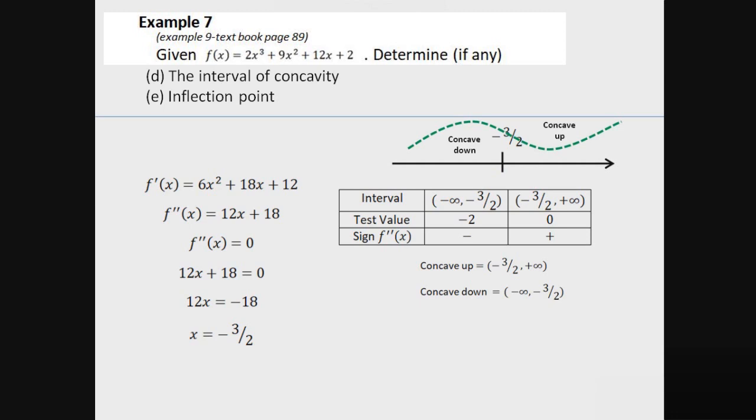And then it is obvious that in the figure shown, we can see that the inflection point occurs at x is equal to negative 3 over 2. To get the y value, we need to substitute the x value inside f(x). So we get y is equal to negative 5 over 2. So the coordinate or point of inflection we get is (negative 3 over 2, negative 5 over 2).